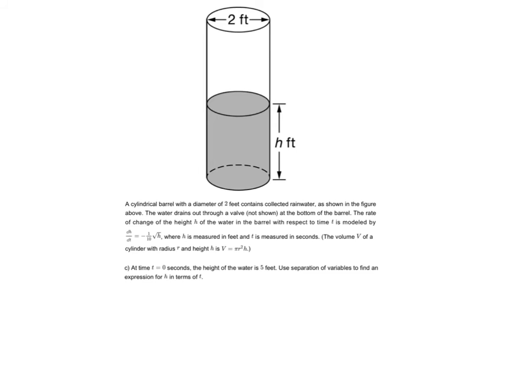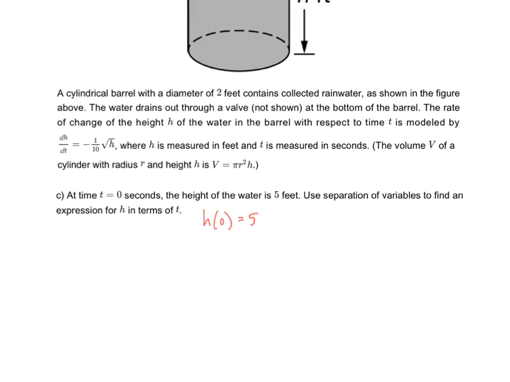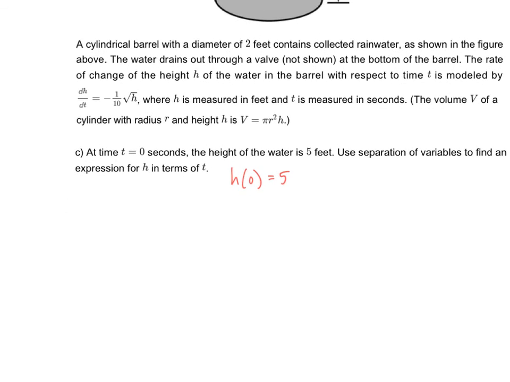Okay, last one. At time t equals 0 seconds, the height of the water is 5 feet. So that means h of 0 is 5. Use separation of variables to find an expression for h in terms of t. So let's do that.